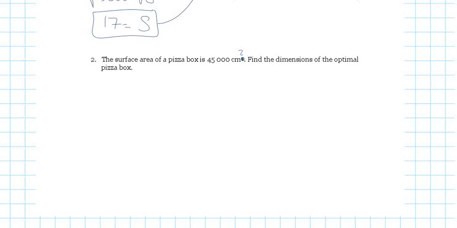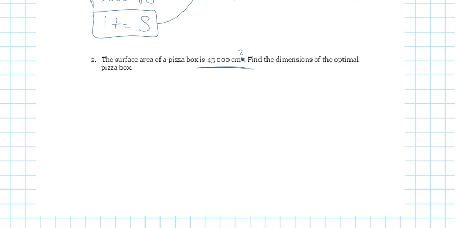Okay, so the surface area of a pizza box is 45,000 centimeters squared. Find the dimension of the optimal pizza box. So in this case, again, you're looking for that word optimal, right? That tells you you're going to have to optimize. What shape would optimize? A cube. Yeah, a cube.